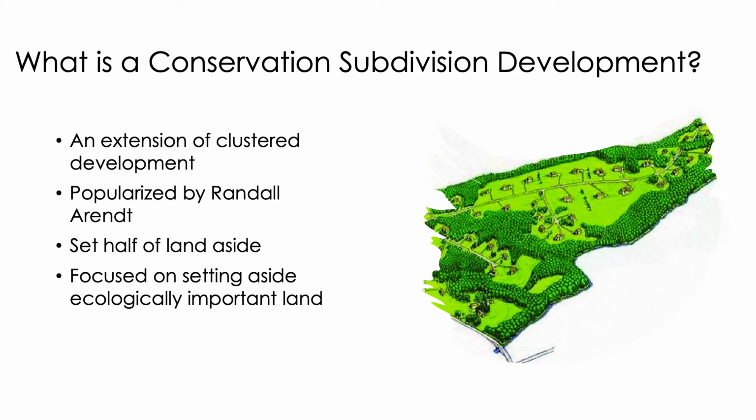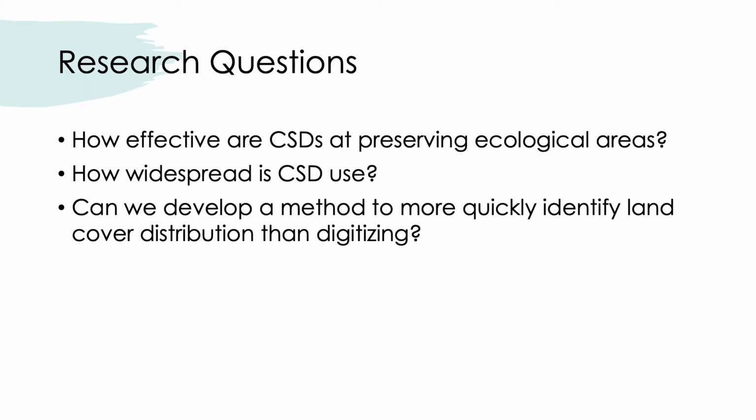Additionally, both clustered and conservation development group the houses on small plats of land in order to reduce the amount of infrastructure that is needed and the amount of land that's taken up by residential dwellings.